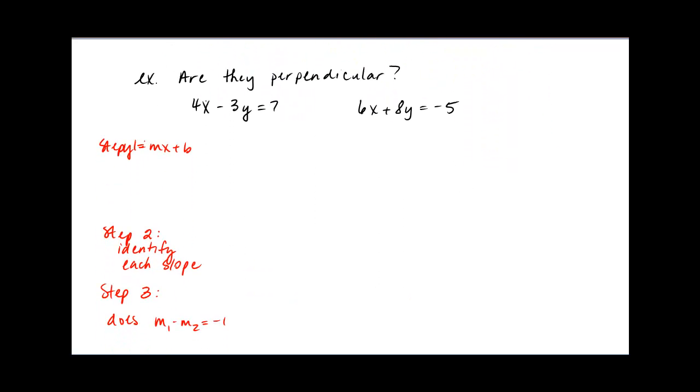How about these two lines? Remember, these equations are written in standard form. They're not in slope-intercept form, so we're going to change them. Step number 1: we want it to be in the y is equal to mx plus b form. Okay, so let's change this one.